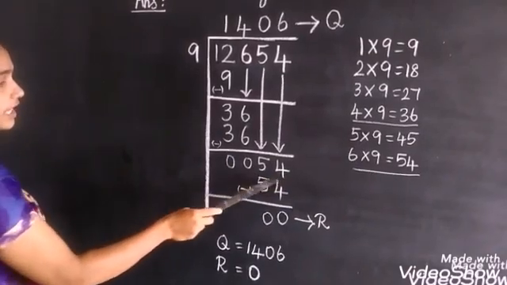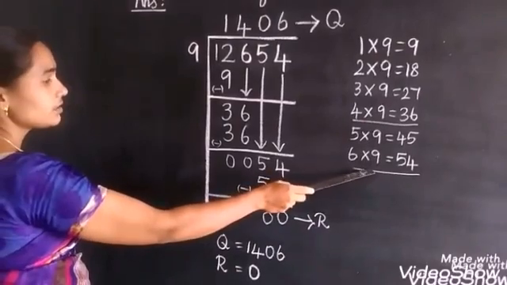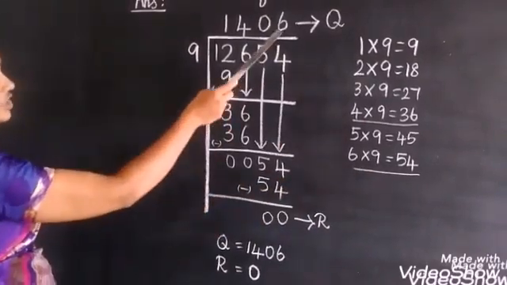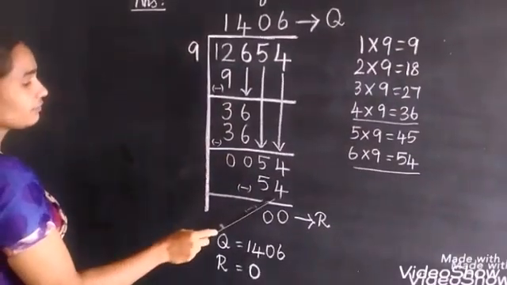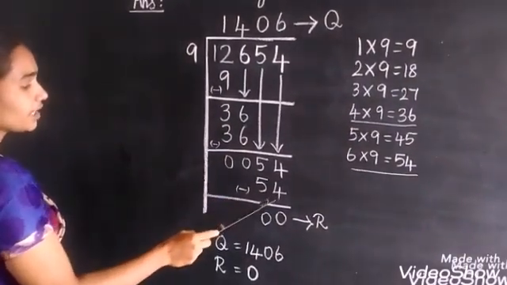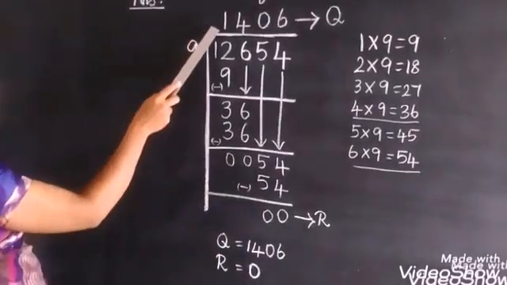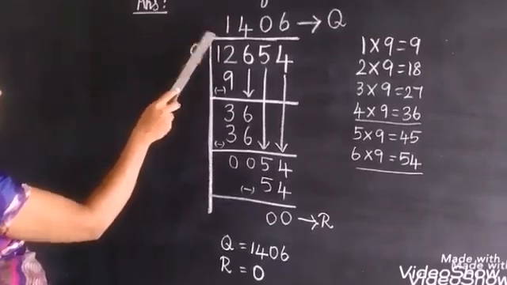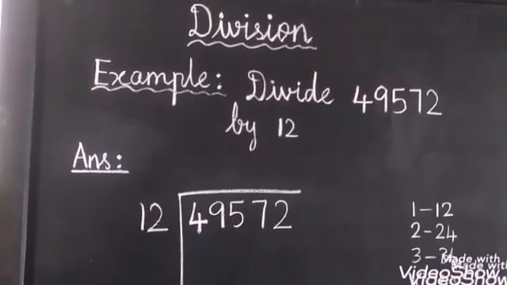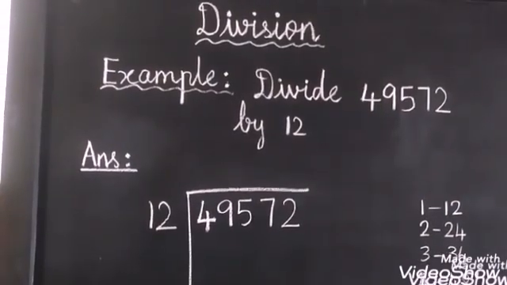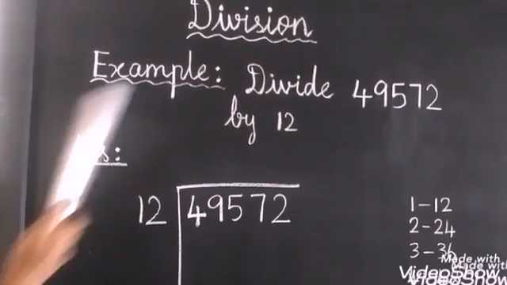Then take the next digit 4. Now we have 54. In the 9 table, 6 9s are 54. So in the quotient place put 6, and here we write 54. Now subtract this, 0, 0. Now the quotient is 1406 and the remainder is 0. In the last sum we saw single digit division. Now let us see 2 digit division.